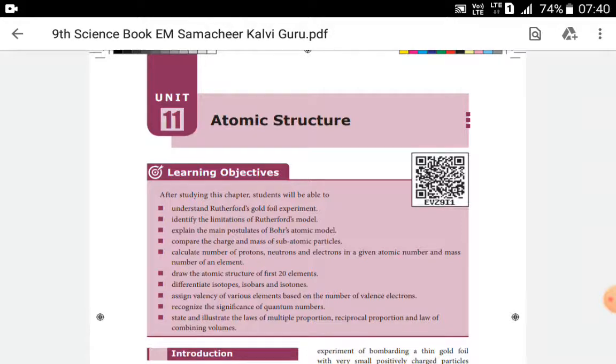Already we have discussed the 10th unit, that is Matter Around Us. In Matter Around Us, you have learned what is called matter. Matter is anything that has mass and occupies space. Also, matter is classified based on physical state and chemical composition. Based on physical state: solid, liquid and gas. This you already learned in 8th standard.